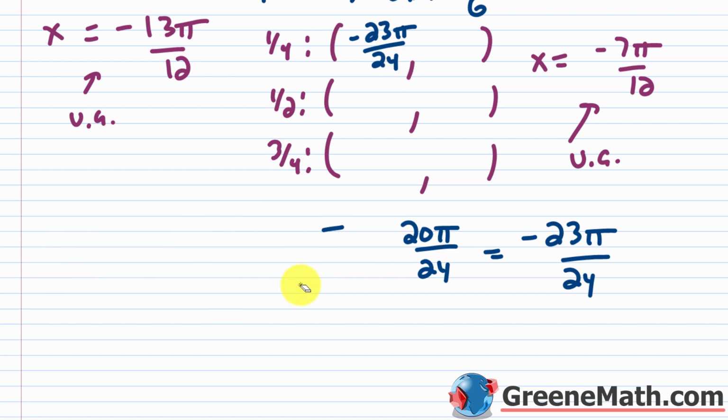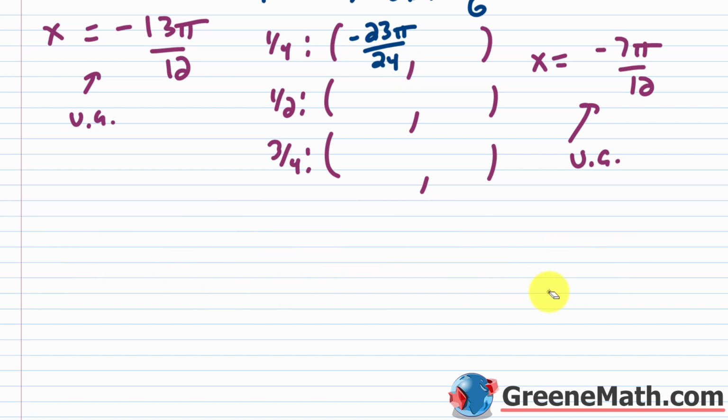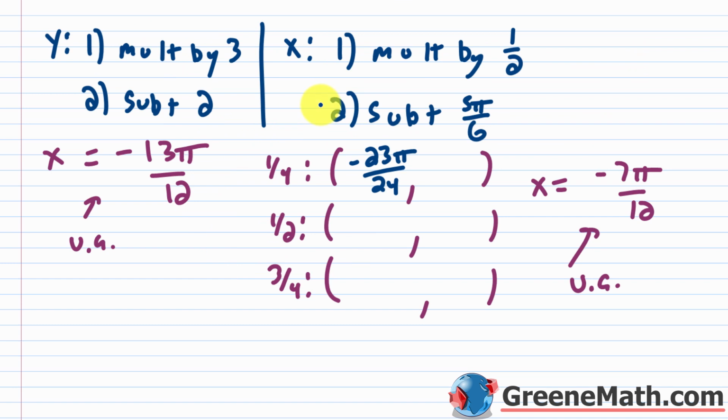For halfway, you're going to have an x value of 0. So that one's really easy to work with. You would want to do multiplication by a half. That would still be 0. And then subtract away 5 pi over 6. So that's minus 5 pi over 6.